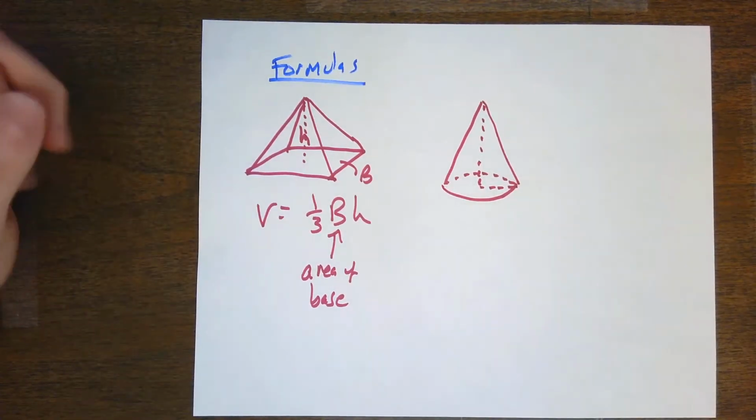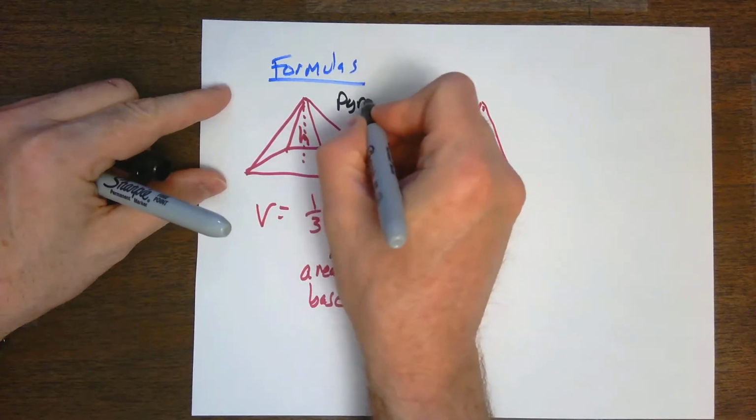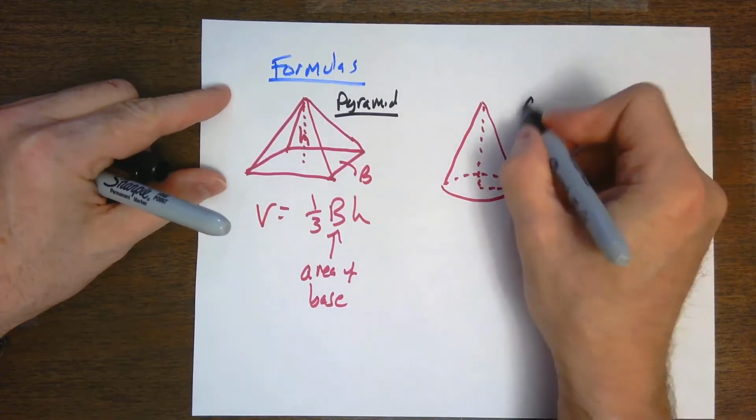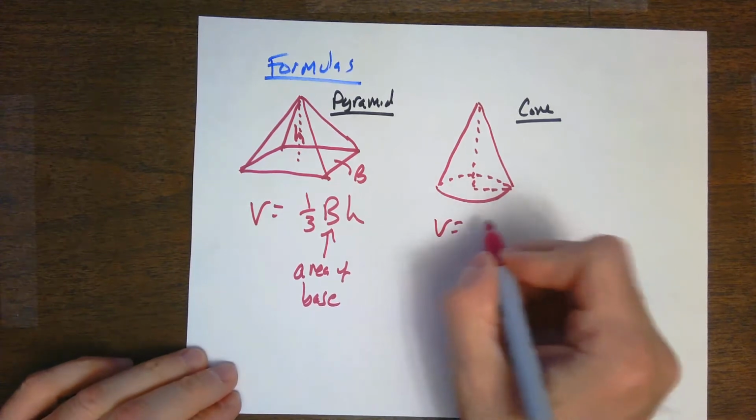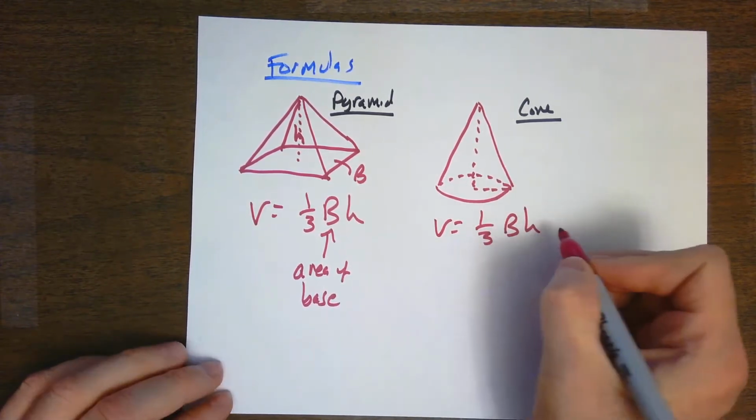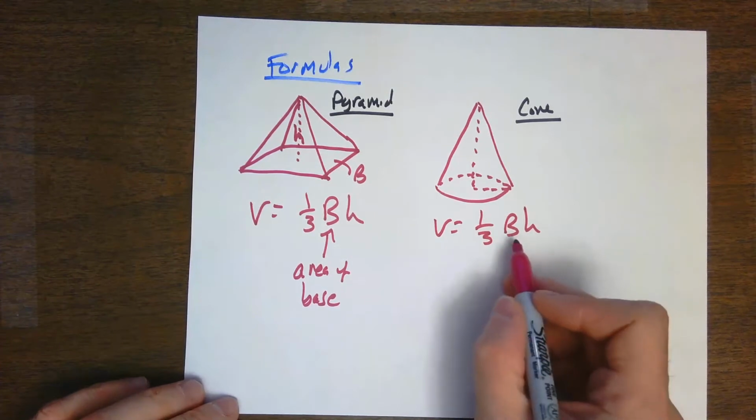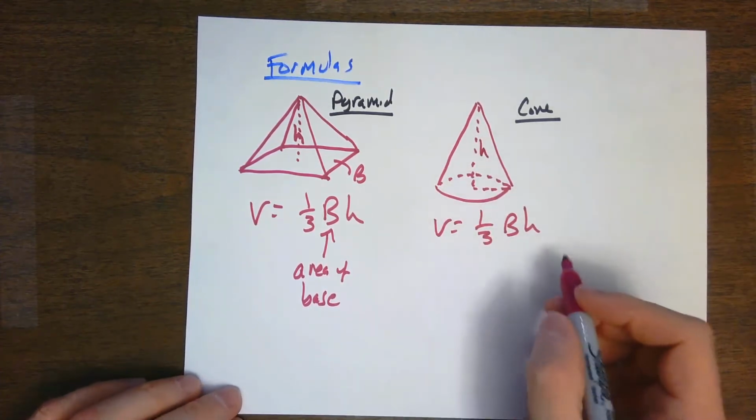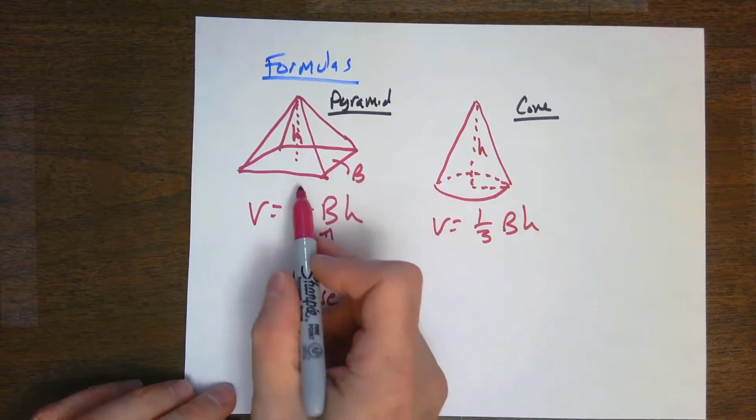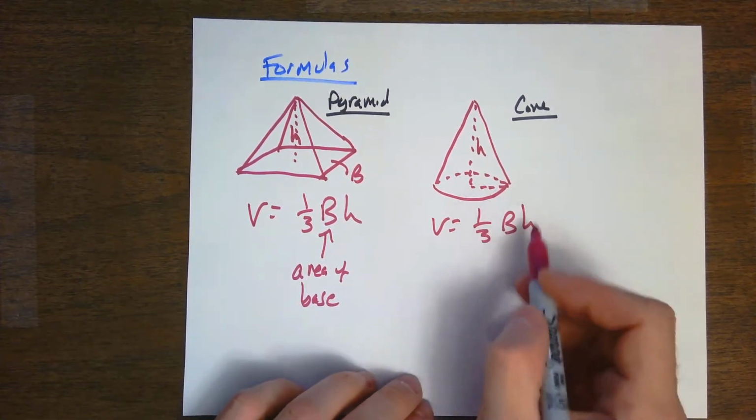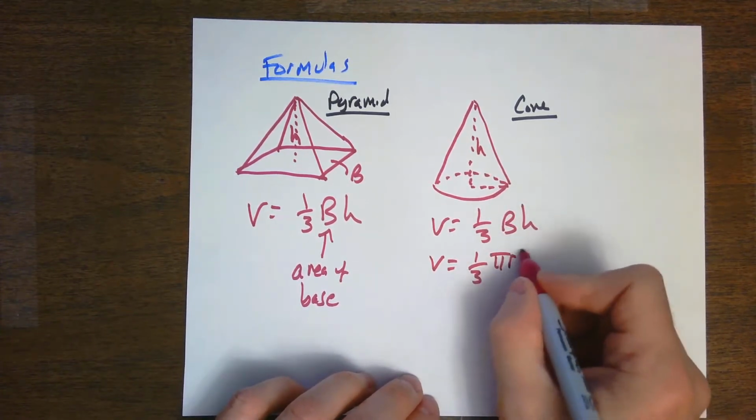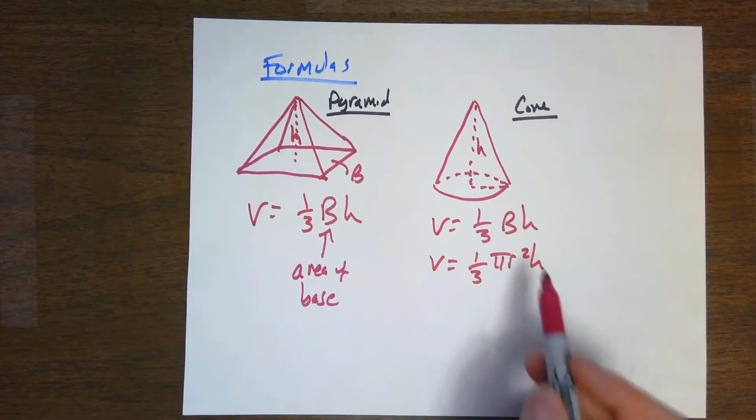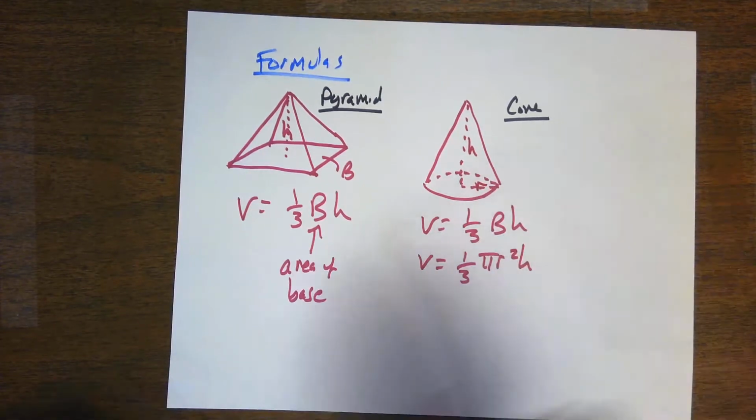Oh, I should name them too, shouldn't I? So here we have our pyramid. Here we have the cone. In a cone, the volume of a cone is 1/3 BH, where B is the area of the base. H is the true height. A cone is just a special type of pyramid. In fact, the base is a circle. So it's 1/3 times the area of a circle, pi r squared, times h. Pi r squared times h.